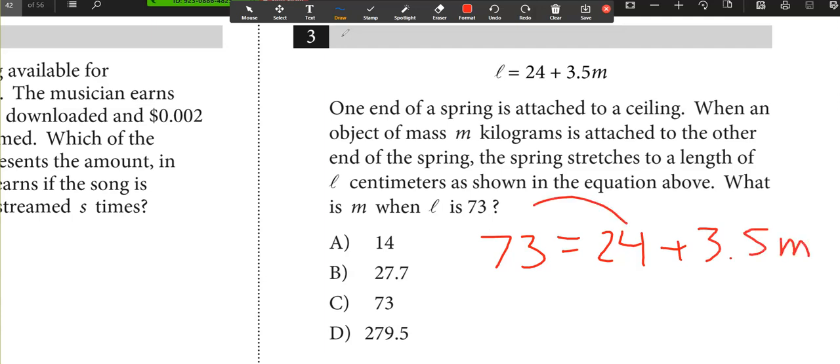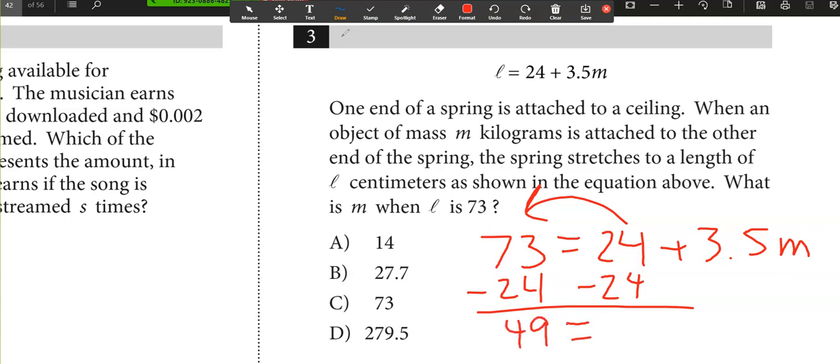Okay. Talk about taking me back to Algebra 1. So subtract my 24. That gives me 49. Is that right? And then I just divide by 3.5. 49 divided by 3.5, that's not jumping out at me. I better have my calculator turned on, otherwise I'm not going to be able to answer that question. What'd you guys end up with? 14. 14 is correct. Good job. I'm just doing that simple division.